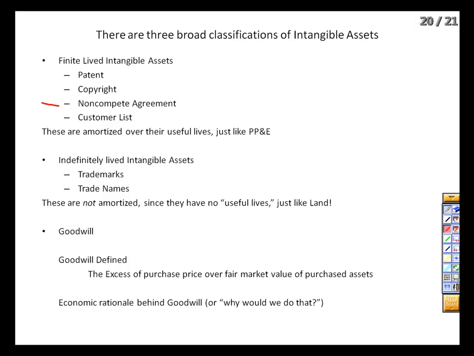Now, this leads to the next question. Gee, Dave, why would you do something like that? And that leads us to the economic rationale behind goodwill. Why pay more than the assets are worth? And the answer is that we think that for some reason or another, we can generate greater profits from this bundle of assets than might normally be expected. Buying this bundle of assets will yield a higher return than if we purchased comparable assets individually.